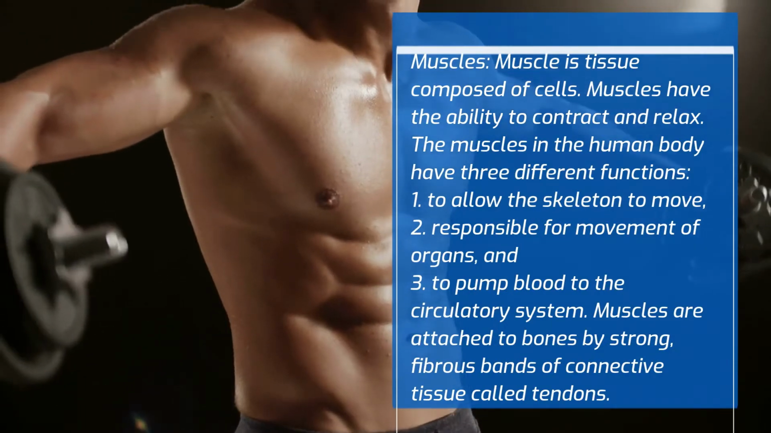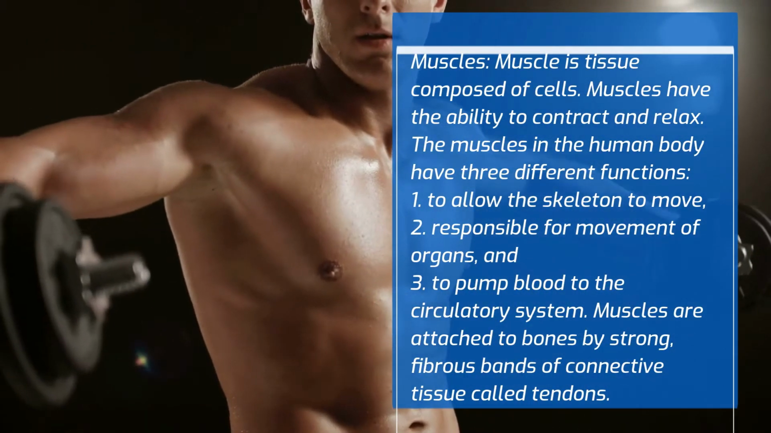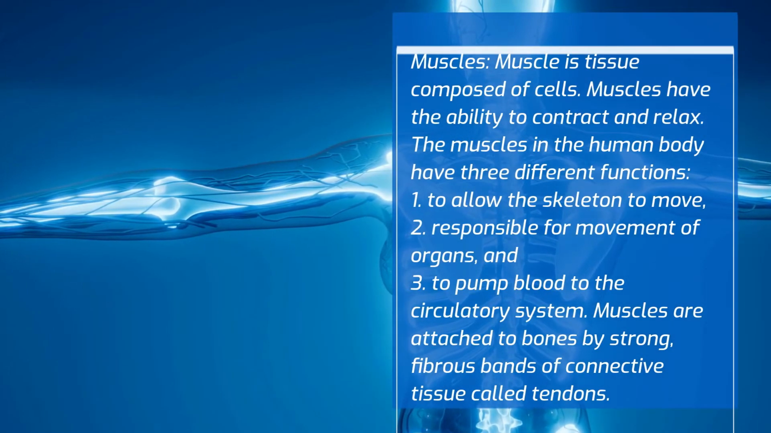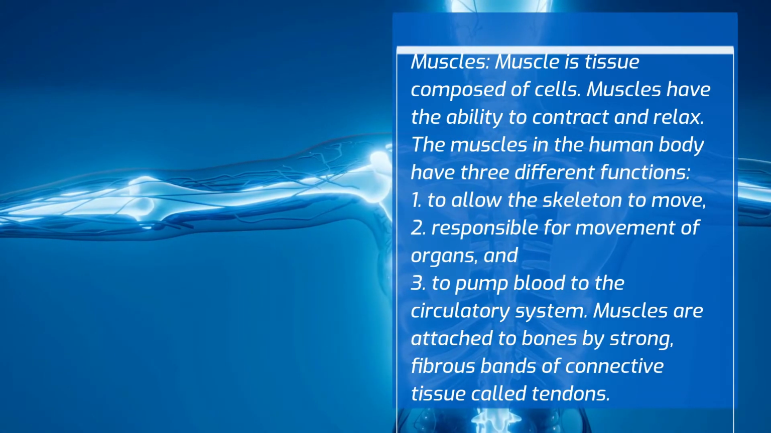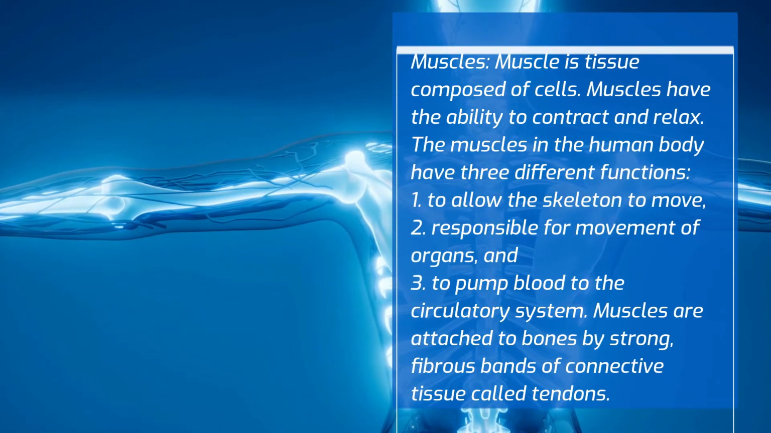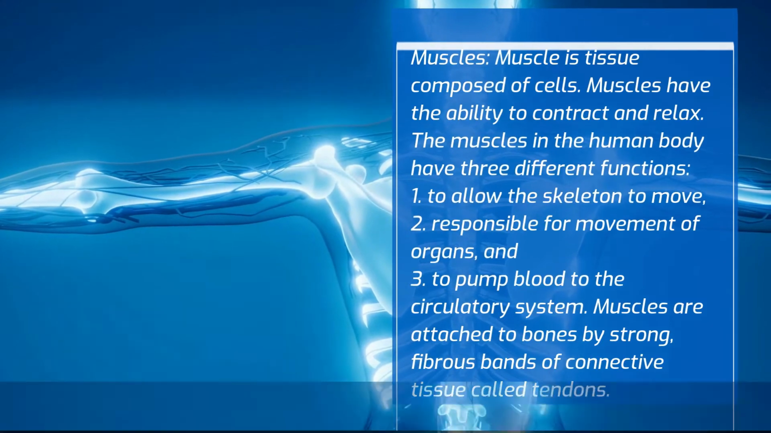Muscles. Muscle is tissue composed of cells. Muscles have the ability to contract and relax. The muscles in the human body have three different functions: 1. To allow the skeleton to move, 2. Responsible for movement of organs, and 3. To pump blood to the circulatory system. Muscles are attached to bones by strong, fibrous bands of connective tissue called tendons.